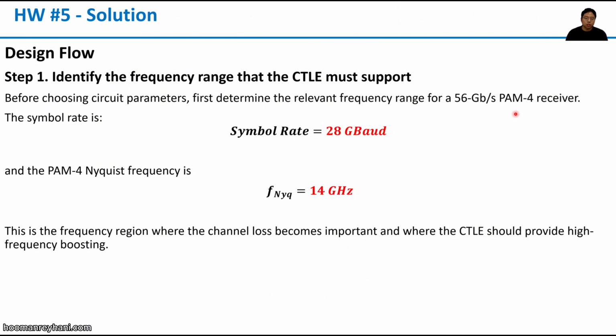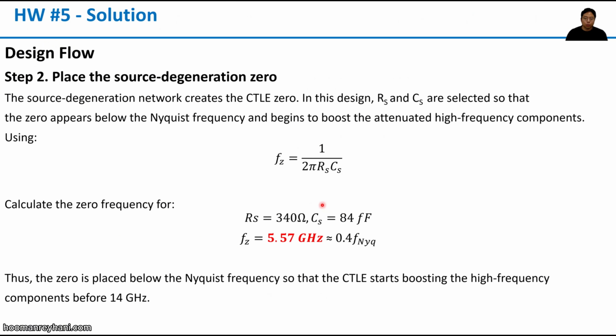Since the PAM4 symbol delivers 2 bits of data per symbol, to achieve 56 gigabit per second of data rate we need a symbol rate of half of the data rate, which is 28 gigabaud. And the Nyquist frequency is simply half the baud rate. So we have F Nyquist of 14 gigahertz. And we place the source degeneration zero using RS and the CS values.